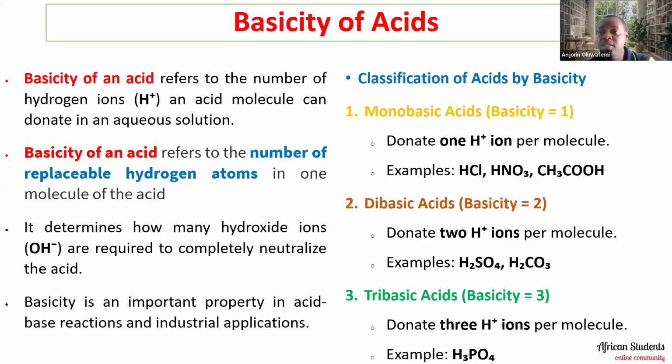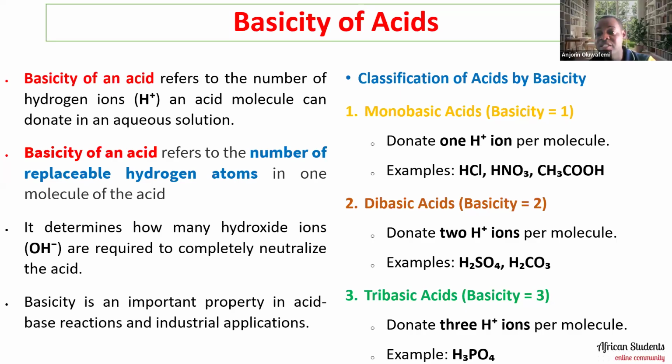It determines how many hydroxide ions are required to completely neutralize the acid. So the basicity of the acid will determine how much hydroxide ion we need to neutralize the acid, and so on. Basicity is an important property in acid-base reactions and industrial applications.